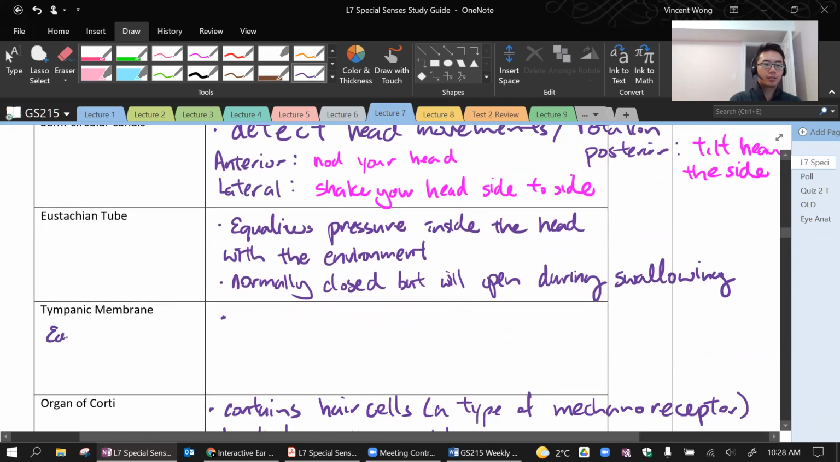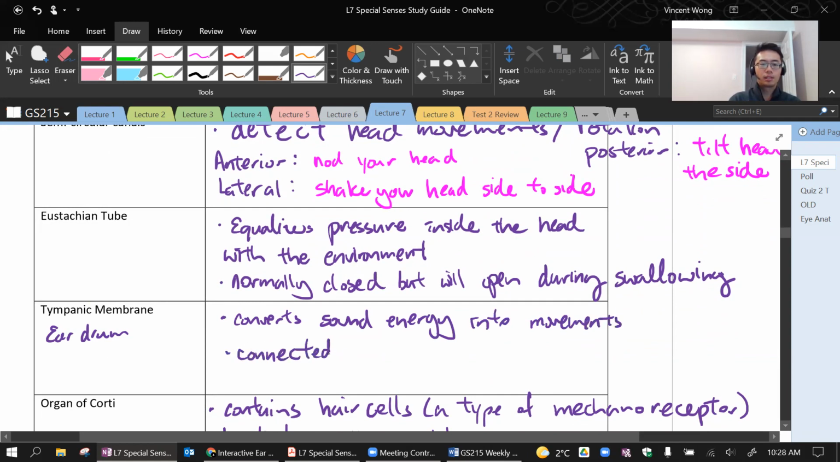Tympanic membrane is just eardrum, fancy word for eardrum, and it converts sound energy into movement. Okay. Connected to the malleus on the medial side.